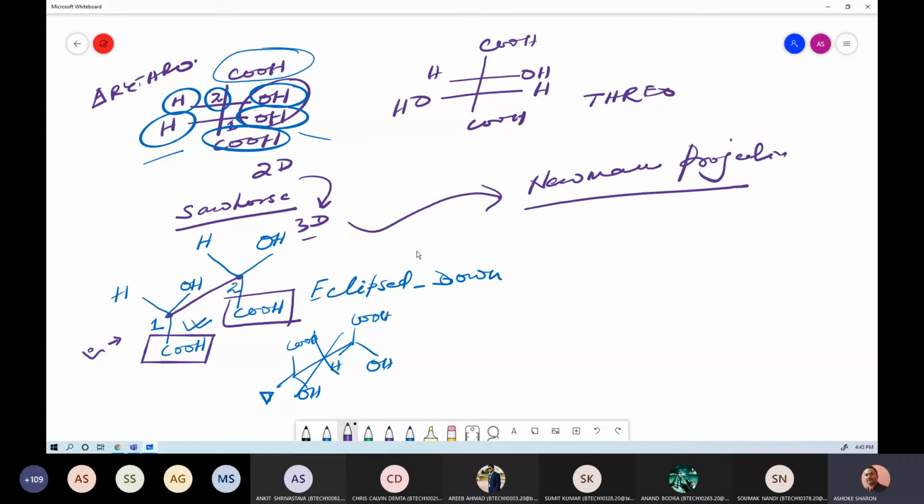So now, because Sawhorse projection formula is a 3D formula, you don't need any special convention. I will answer later about why not eclipsed up. Because as I said, we are transforming a 2D structure to a 3D structure. When we draw a 2D structure, the 3D structure cannot exactly be drawn on the 2D plane.